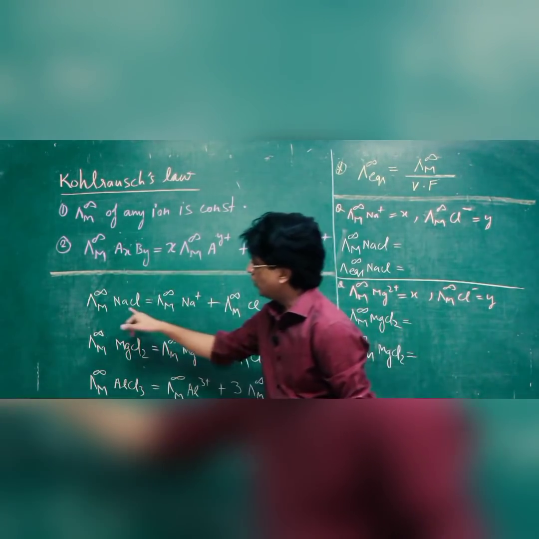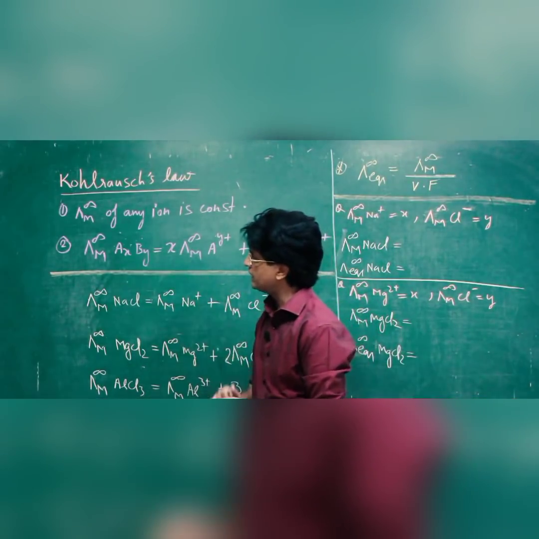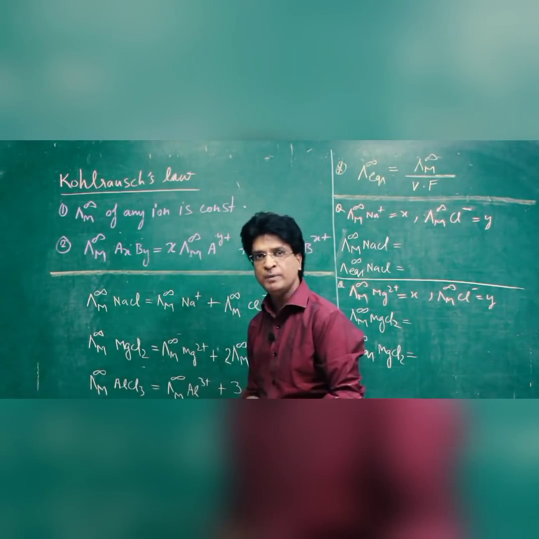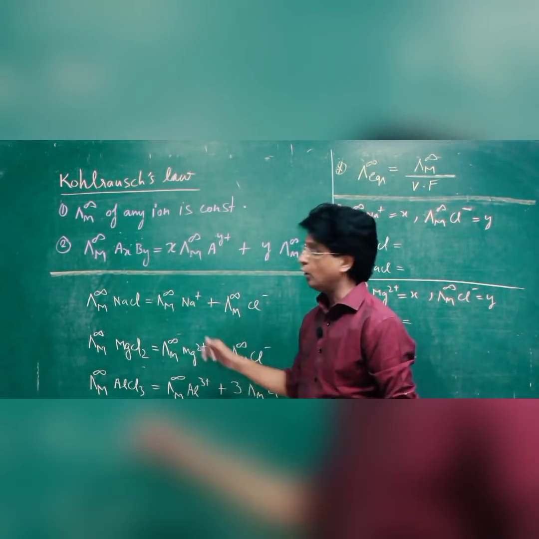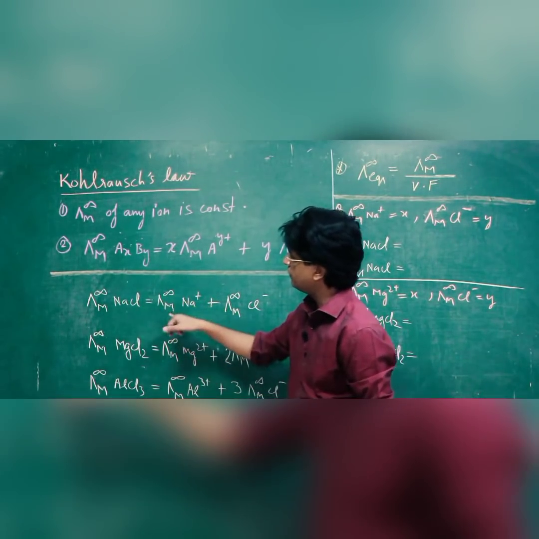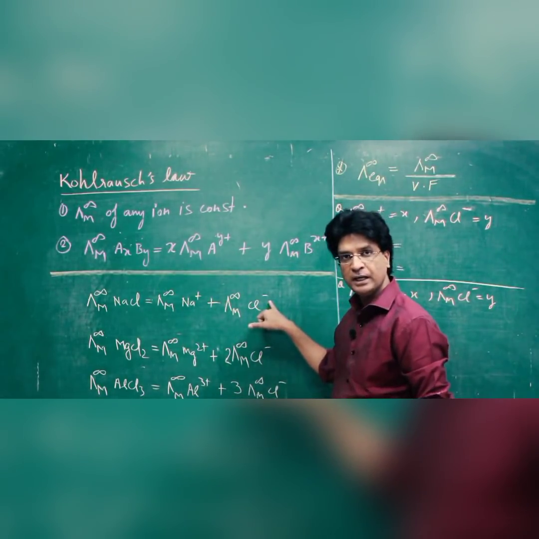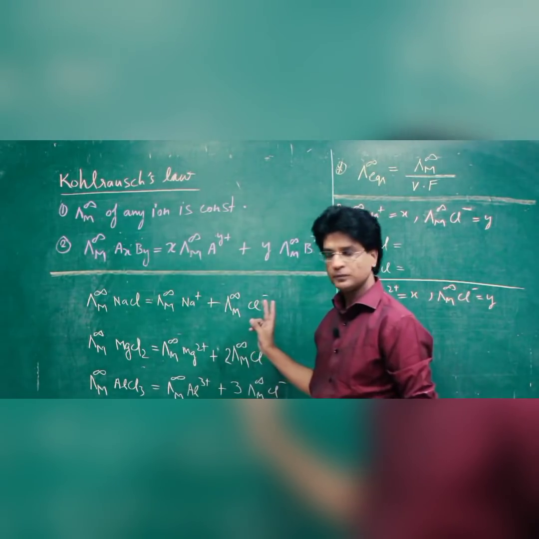For example, I have to find out the molar conductance of NaCl. This statement says that the molar conductance of NaCl will be equal to the molar conductance of all the ions in NaCl inside the solution. So that will be the summation of the molar conductance of Na+ plus the molar conductance of Cl-, because there are only two ions.